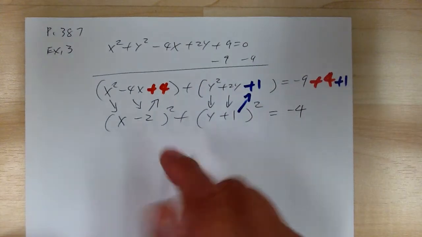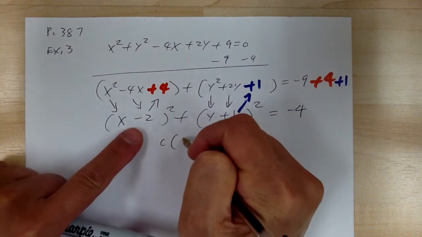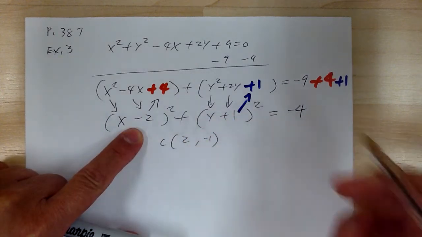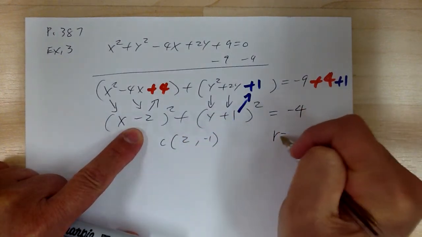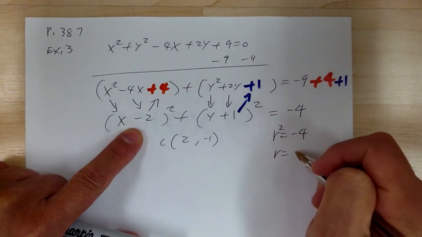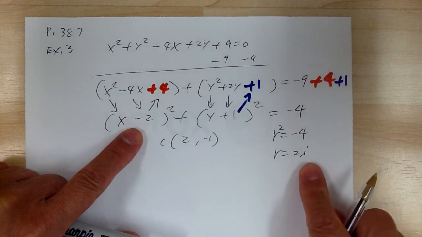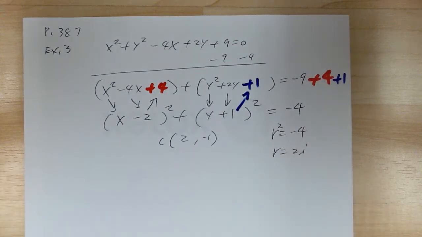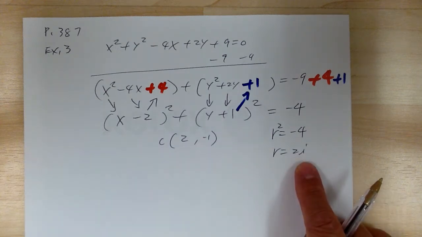The center is going to be at 2, comma, negative 1. But now you have a problem, because right now you have r squared equal to negative 4. So r is going to be equal to 2i. Cannot, right? Because remember, a circle is a real object. A real object must have a real radius. So in this case, there will be no graph.